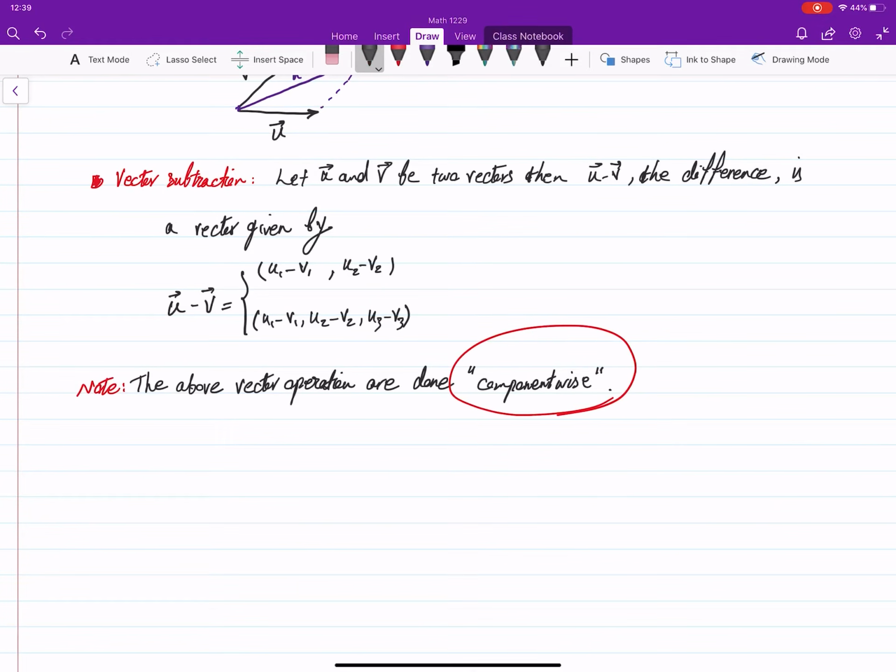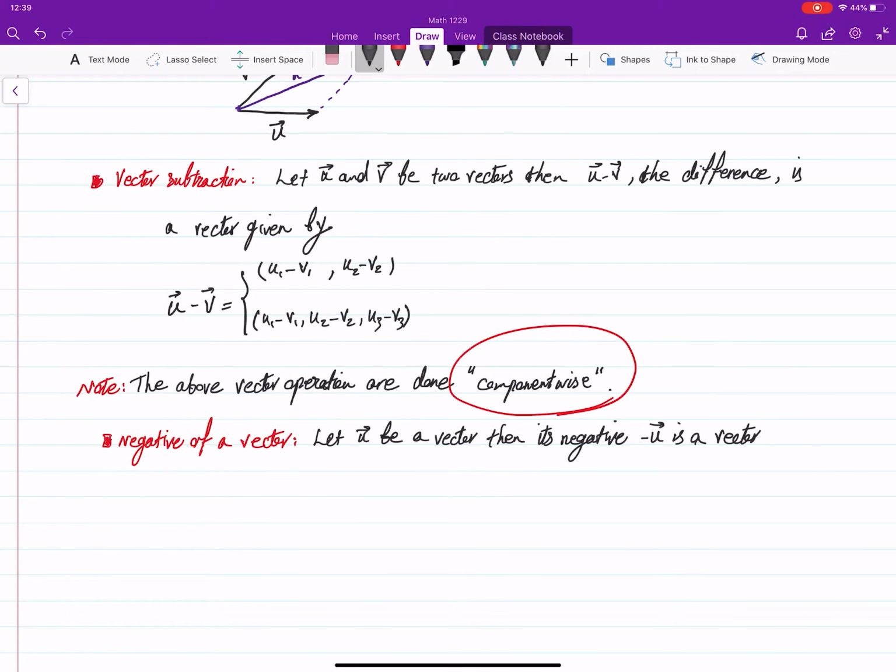There is one more thing I wanted to write: the negative of a vector. So the negative of a vector is a vector. Let U be a vector, then its negative, we denote it by negative U, is a vector. If anyone wants to describe a vector geometrically, you have to tell me two things. What is the direction? What is the length?